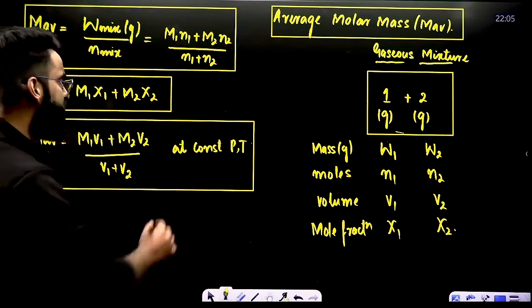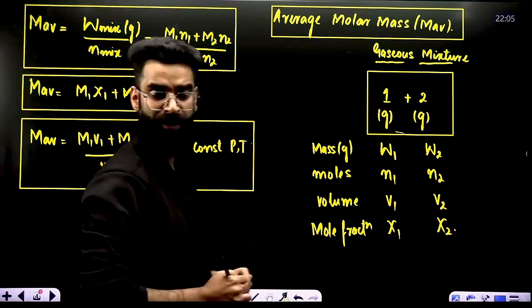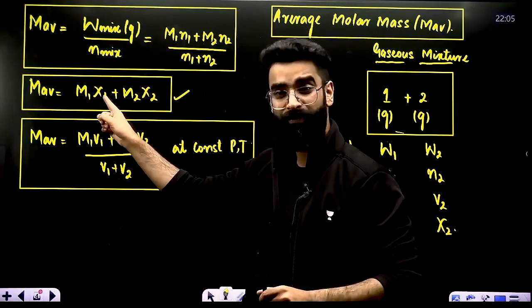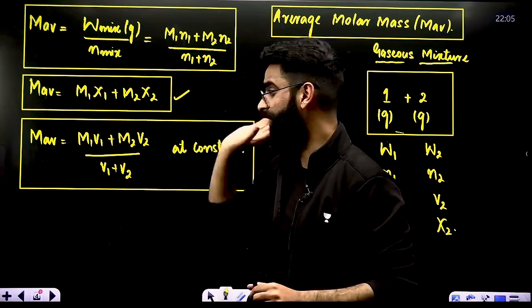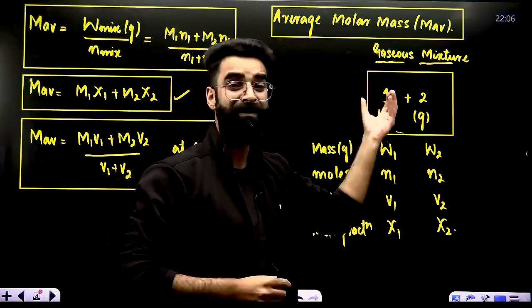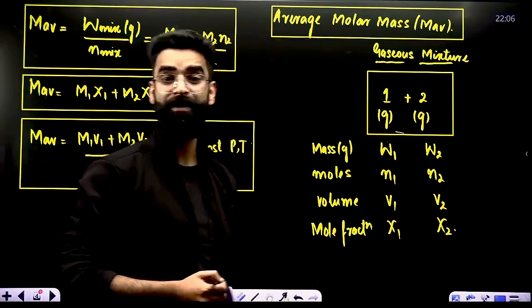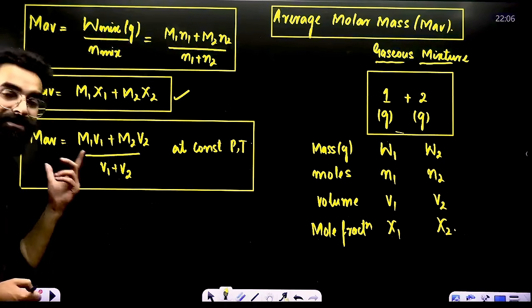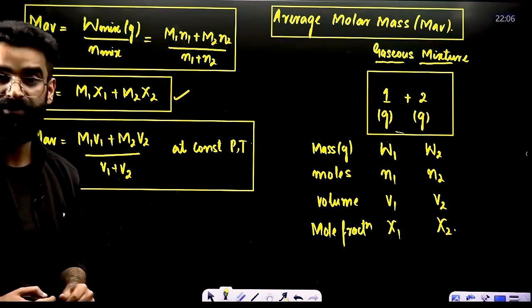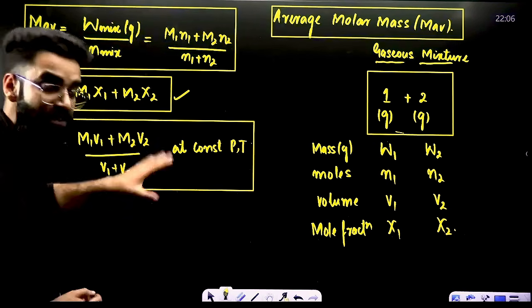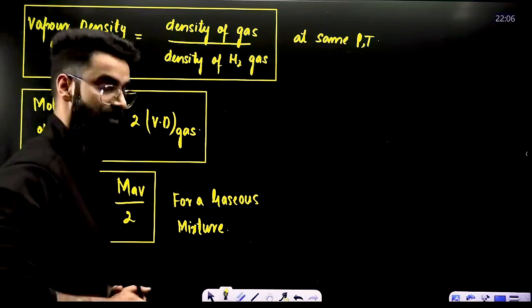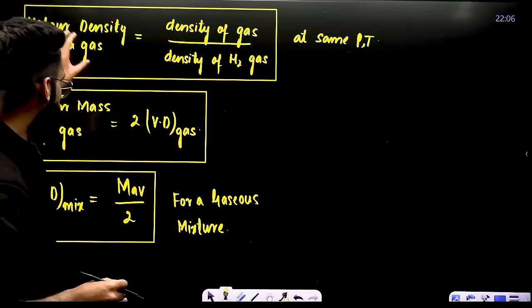Similarly, there is one more result with the help of which you can calculate the average molar mass. That is molar mass of gas 1 multiplied by mole fraction of gas 1 plus molar mass of gas 2 multiplied by mole fraction of gas 2. Similarly, my dear students, if this mixture will be present at constant pressure and temperature, at that point of time, this is the result with the help of which you can calculate the average molar mass of the mixture. So these are different ways with the help of which you can calculate average molar mass of the gaseous mixture, right? Then comes your vapor density.